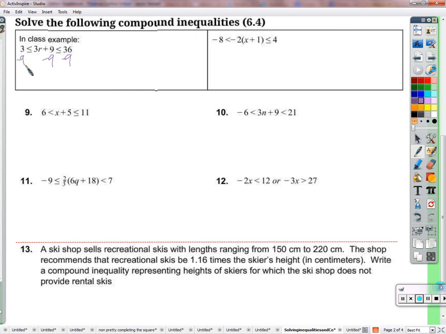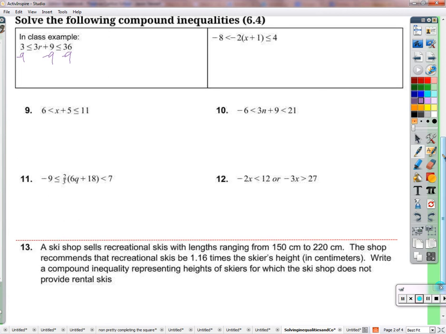So I can do all this stuff at once, right? On all 3 sides? Quote unquote, mockingly, air quotes. There's not 3 sides, there's really just 2 inequalities that we are able to solve at the same time because they're just conveniently written this way. Here we get -6 is less than or equal to 3r, less than or equal to 27.